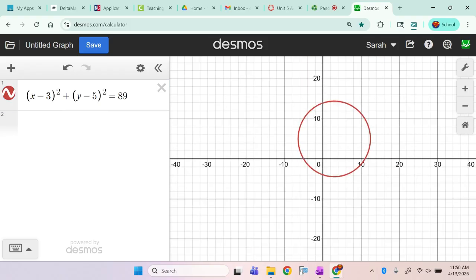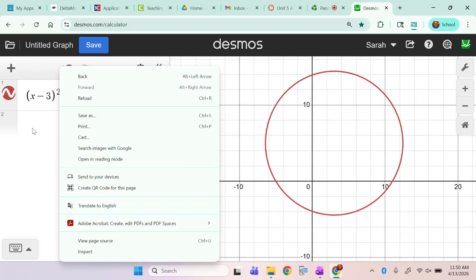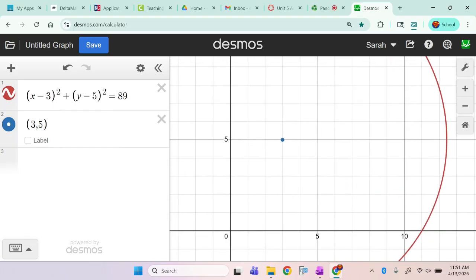All right, if I zoom in a little bit, the center, let's say I plot that point, is 3, 5. That is definitely the center. And the radius will end up being about 9 and some change. All right, which if we zoomed in and counted, that is exactly what it is. It's 1, 2, 3, 4, 5, 6, 7, 8, 9, and then there's a little bit left over. So it all worked out.